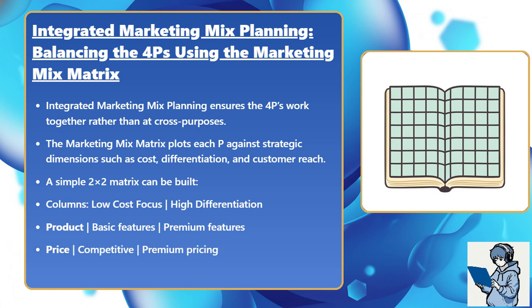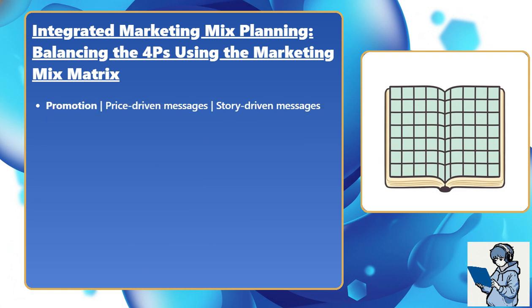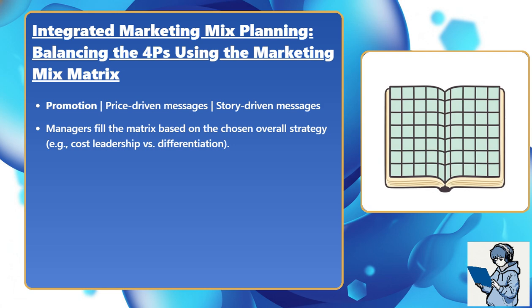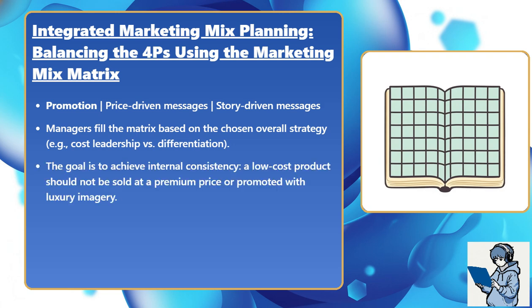Price: competitive under low-cost focus, premium pricing under high differentiation. Place: wide distribution under low-cost focus, selective exclusive under high differentiation. Promotion: price-driven messages under low-cost focus, story-driven messages under high differentiation. Managers fill the matrix based on the chosen overall strategy, for example, cost leadership versus differentiation. The goal is to achieve internal consistency.